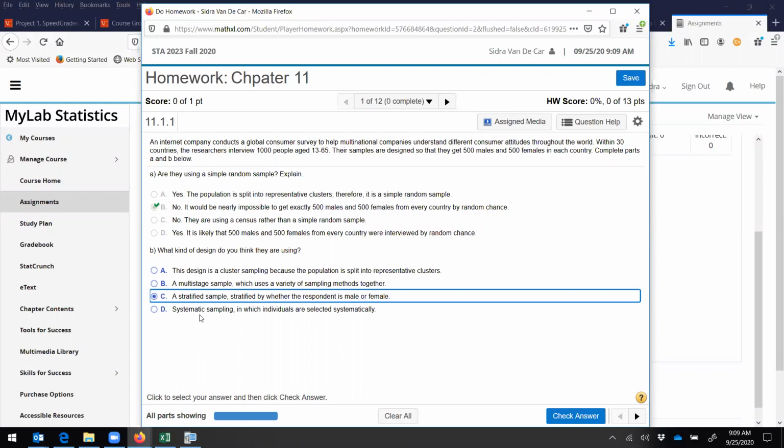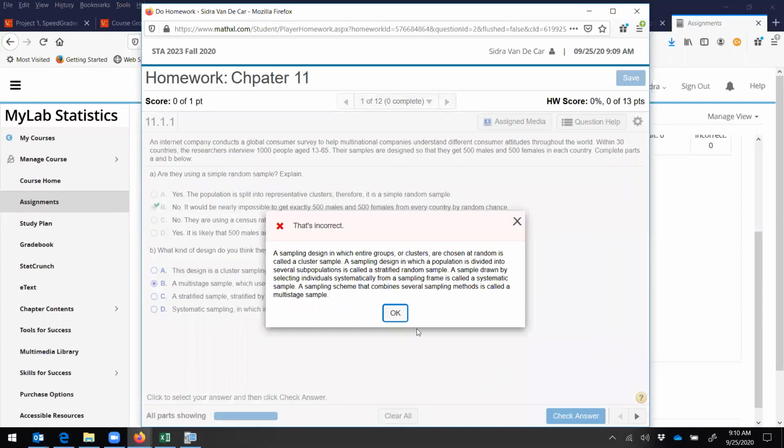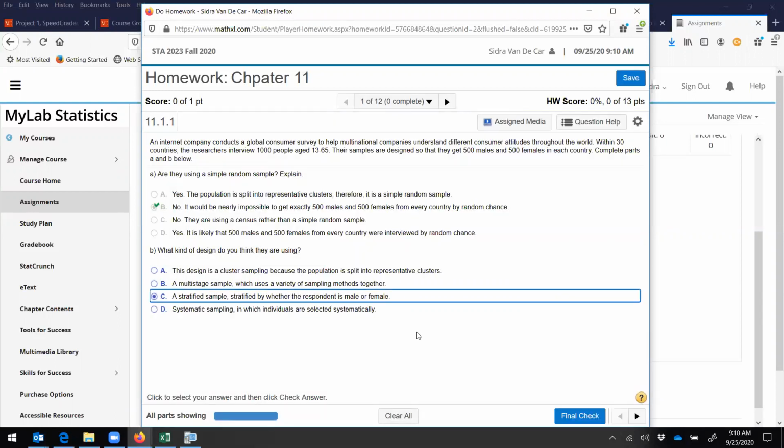It's not systematic. Systematic is where you sample, like, every fifth person or something like that. Now right here I see it says multi-stage. Now it does say 500 males and females in each country. So I may need to combine the stratified with a cluster where the cluster is representative of the country. So it might be a multi-stage sample. Okay, I guess it's straight out stratified then.